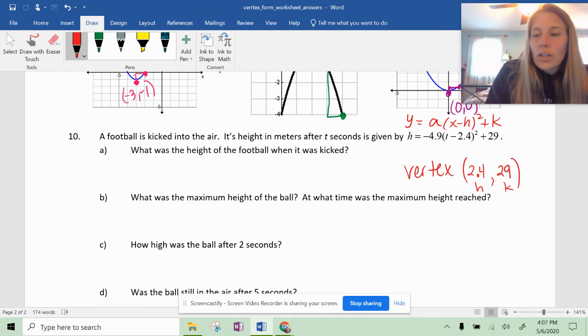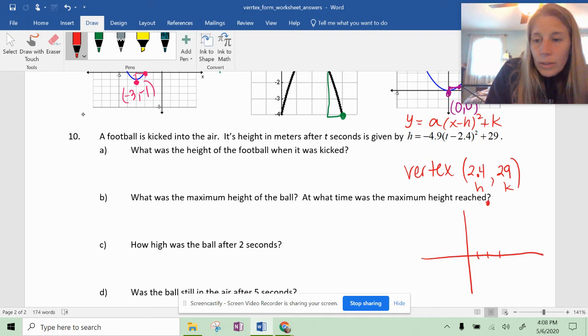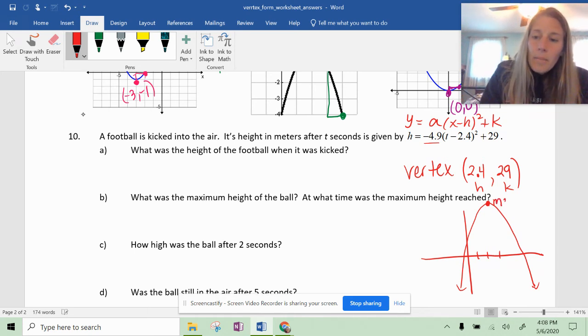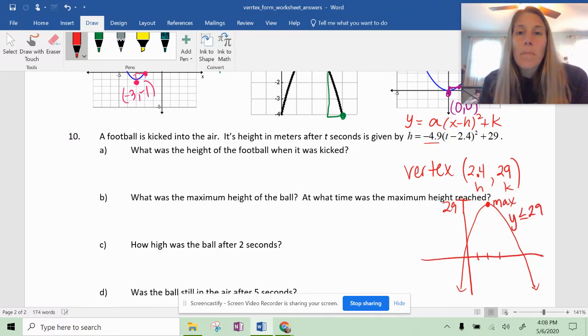Now, if you imagine that on a graph, and you don't have to draw this, I'm just showing you for visual. If we went over 2.4, and then you went all the way up to 29, and we know it's a negative, so it's going to open down, right? So it's going to go something like this. Okay, this is a maximum, right? So this 29, we know the range here, all the y values have to be less than or equal to 29 because we know that's the maximum.